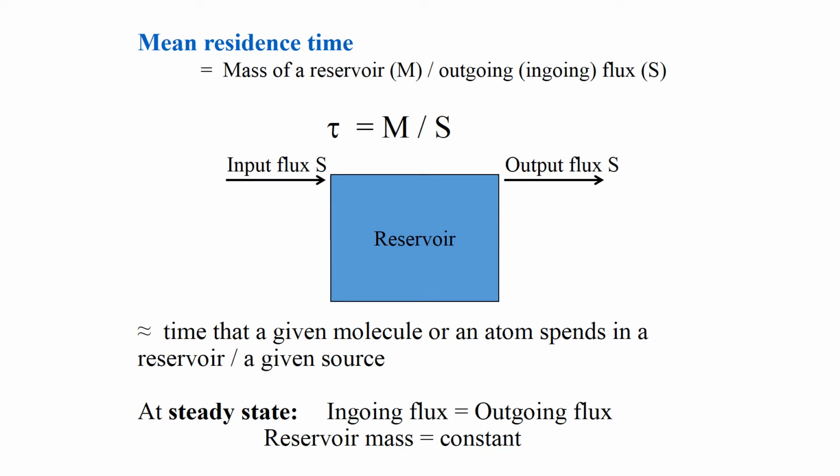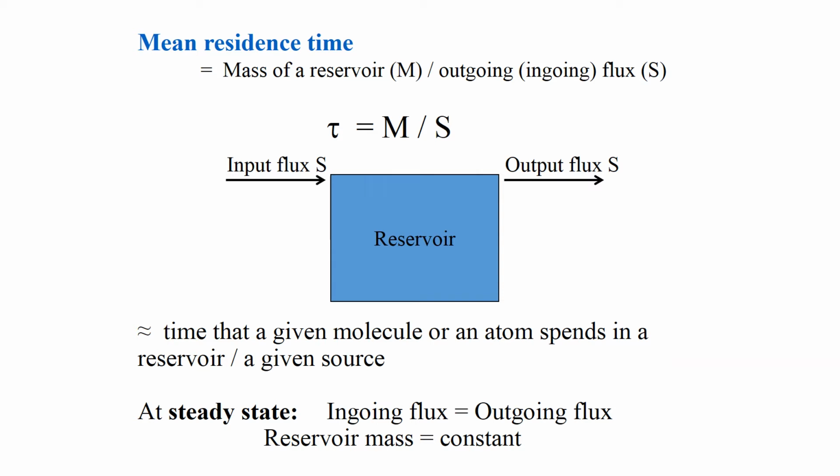So what we can do is calculate a parameter called the residence time. And the residence time is simply this equation here. This is the symbol, the Greek letter tau. Sometimes you get a T with a subscript res for residence time. It's the mass of the reservoir divided by one of the fluxes. This makes the assumption that the system is steady state, so the total mass of the reservoir is not changing, which means the input flux must equal the output flux.